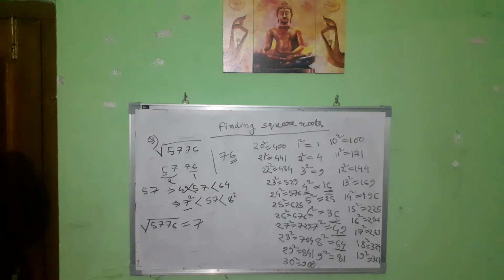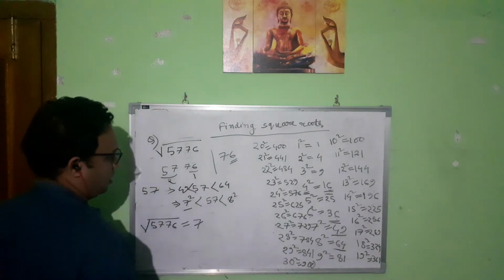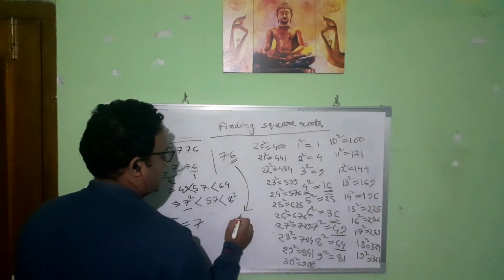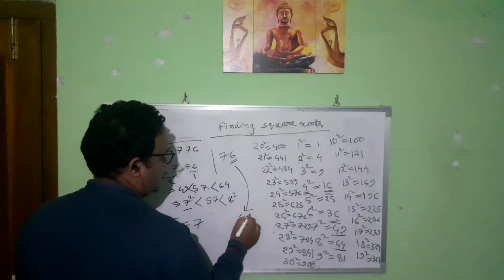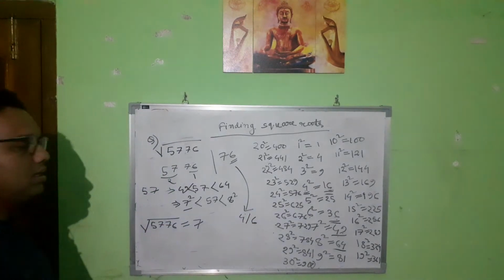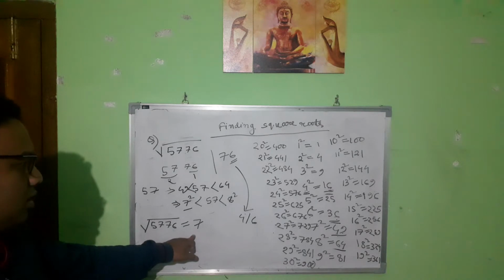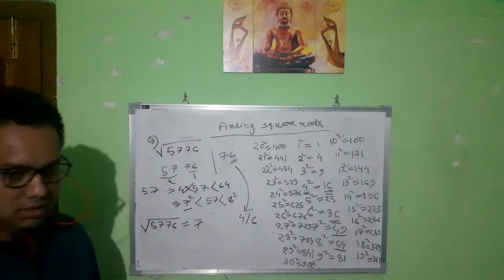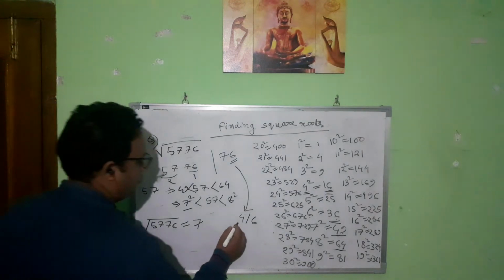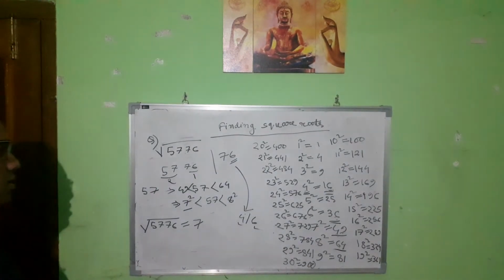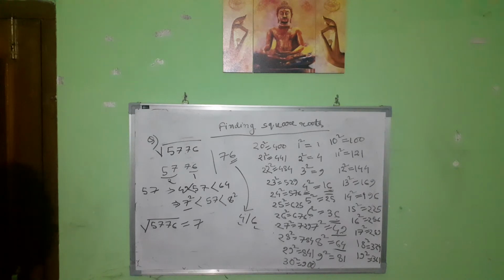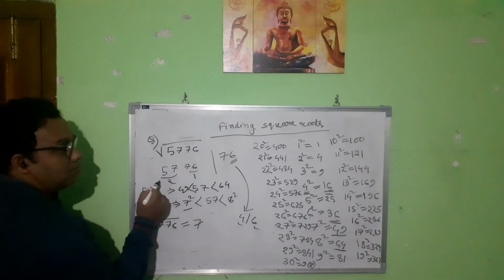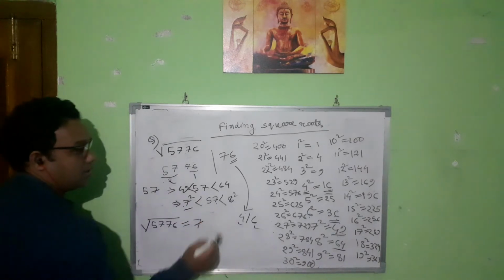So from this I can say this might be a 4 or this might be a 6. Whichever be the number, this unit place will be either 4 or 6. Now whether it will be 4 or 6, that decision will arrive from this step. From this step, I have found that number 57 lies between 7 square and 8 square.